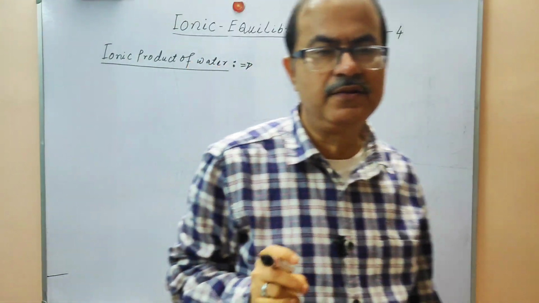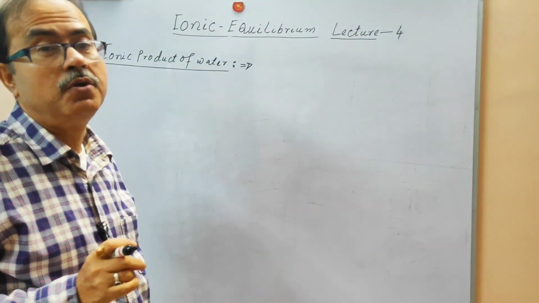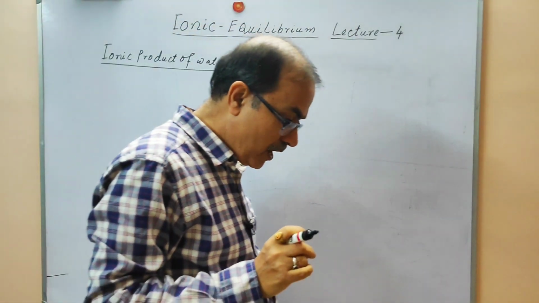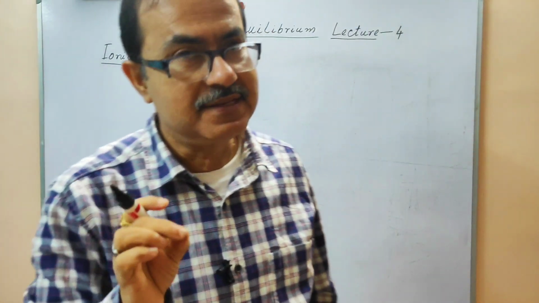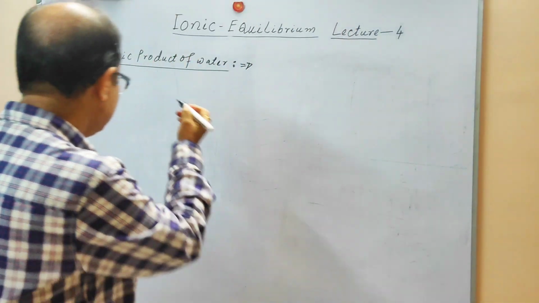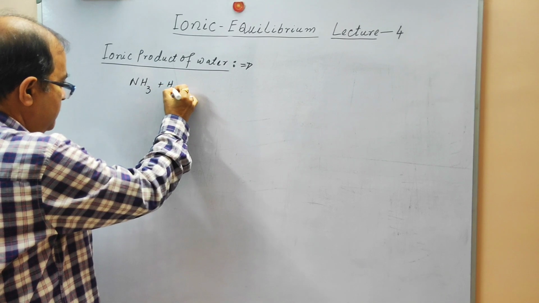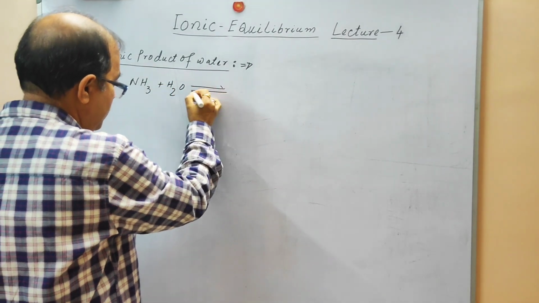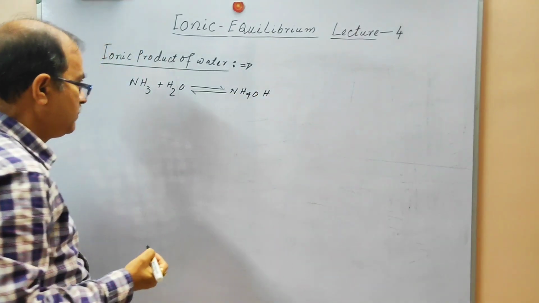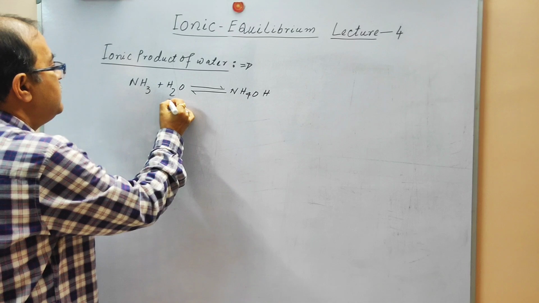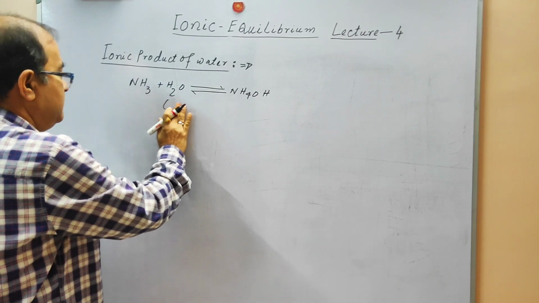Now we are going to discuss another very important topic in your ionic equilibrium chapter, that is the ionic product of water. Water is a substance that acts as an acid or a base. Suppose water reacts with NH3, it will produce ammonium hydroxide. At that time, water acts as an acid.